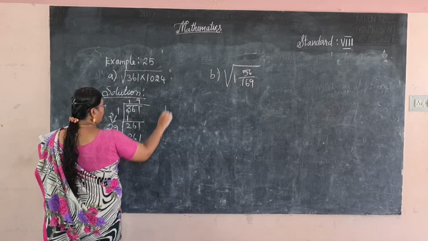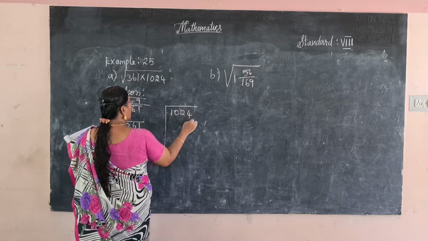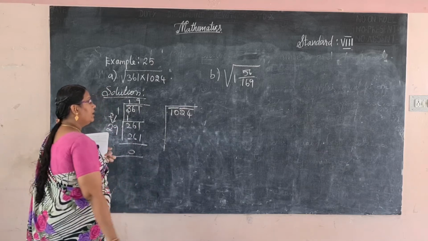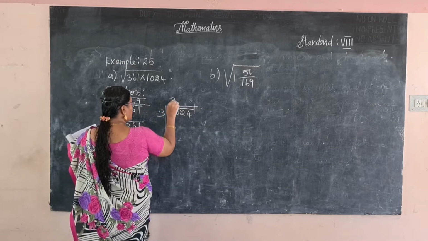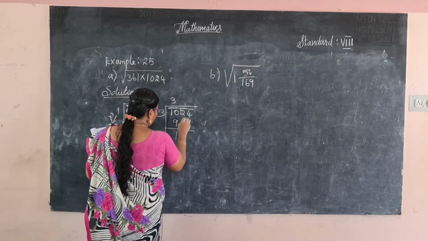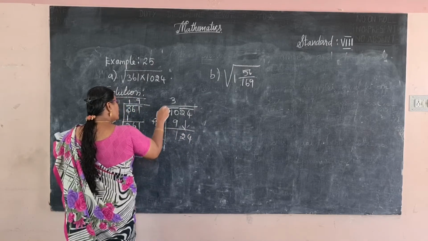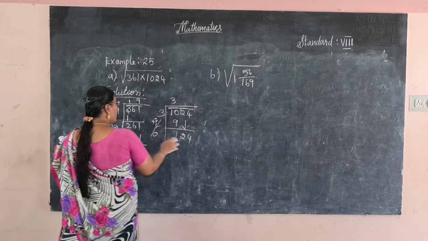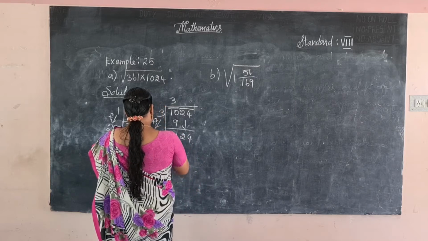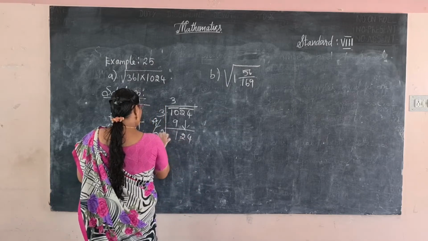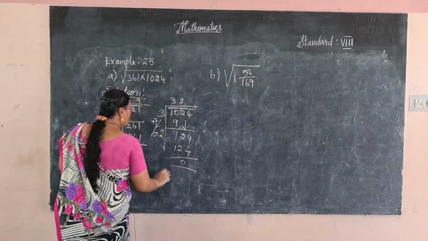And next, to find the square root of 1024 using the long division method, equally divide the digits. How many squares in the tens? 3 times. 3 threes are 9. Remaining 1. Bring down the next two digits. Multiply by 2: 3 twos are 6. Which number multiplied gives 124? 2 times. 2 twos are 4, 2 sixes are 12. The remainder is 0.